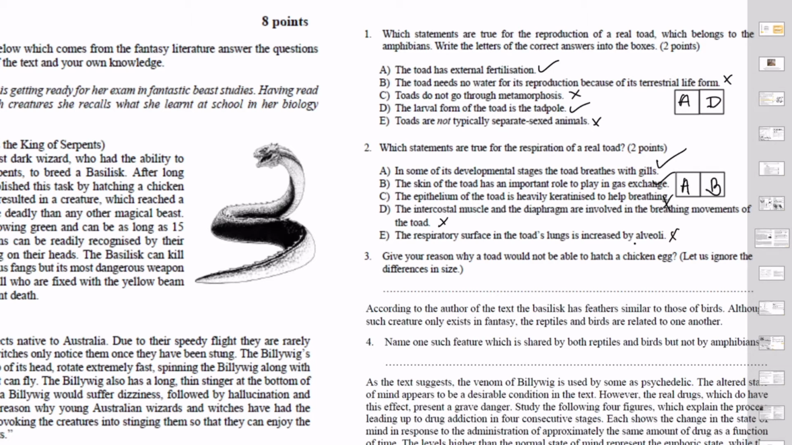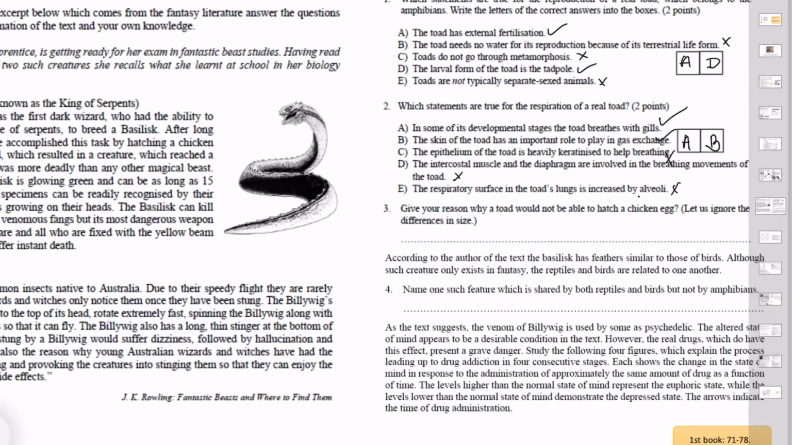Give a reason why a toad would not be able to hatch a chicken egg. We know that the toad is a cold-blooded animal and the chicken egg needs a warm environment in order to hatch. So let's use the scientific terminology. Toads are poikilothermic, which means that they are not capable of maintaining a stable internal body temperature.